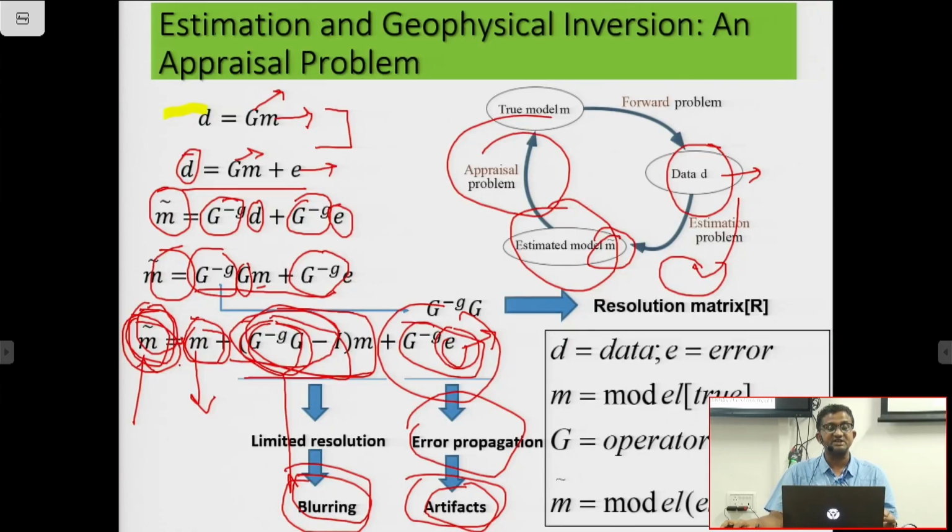And from the expressions you see that the true model equals the estimated model, provided we do not have the blurring effect and we do not have the artifact. The artifact is mainly controlled by the noise component in the data, whereas the resolution part is the problem with the forward theory. In fact, suppose we use some forward theory, meaning some physics, and that physics may not be appropriate for a particular problem. In that case, this blurring effect will appear, and that is mostly related to the resolution part, the resolution of the model space.